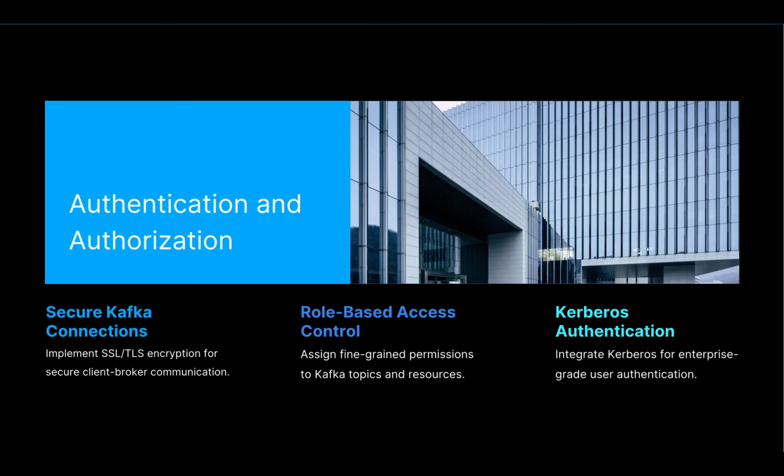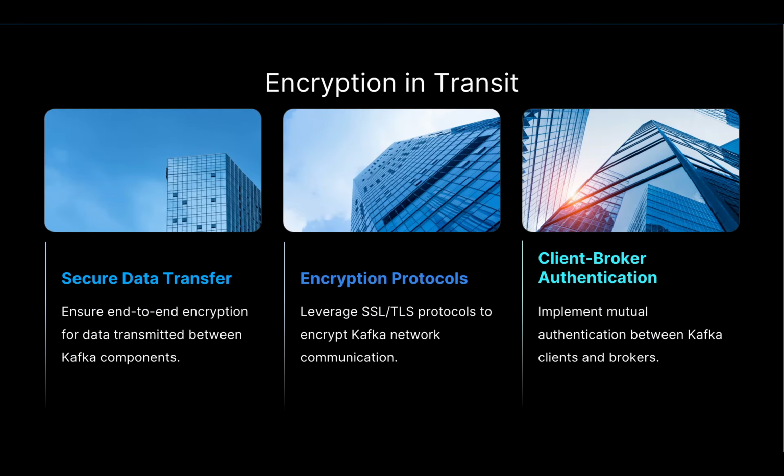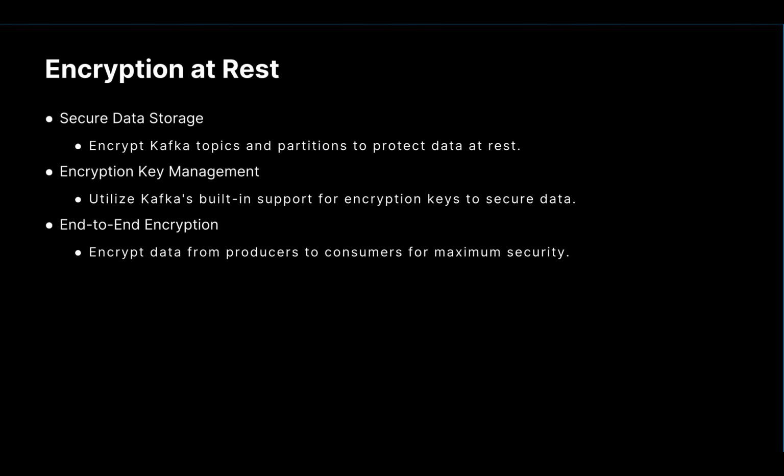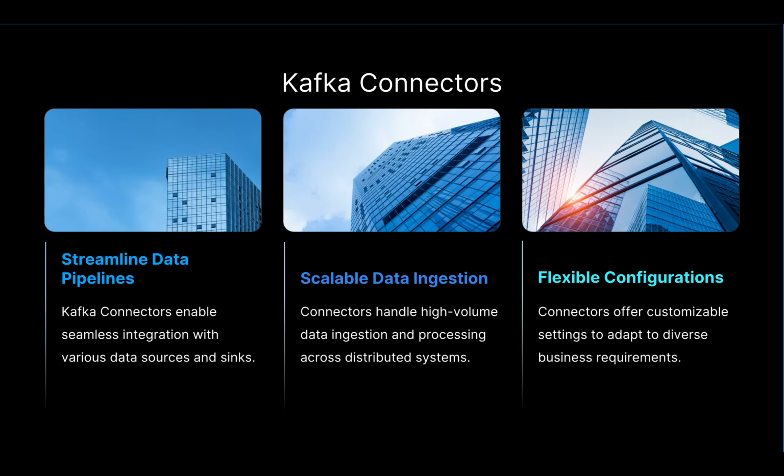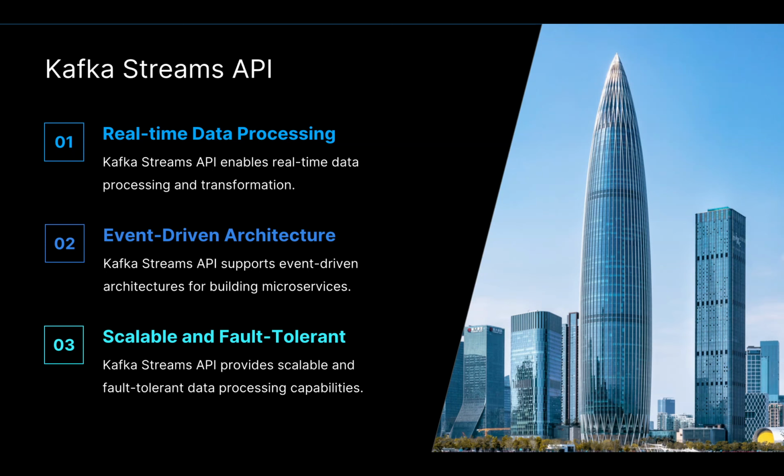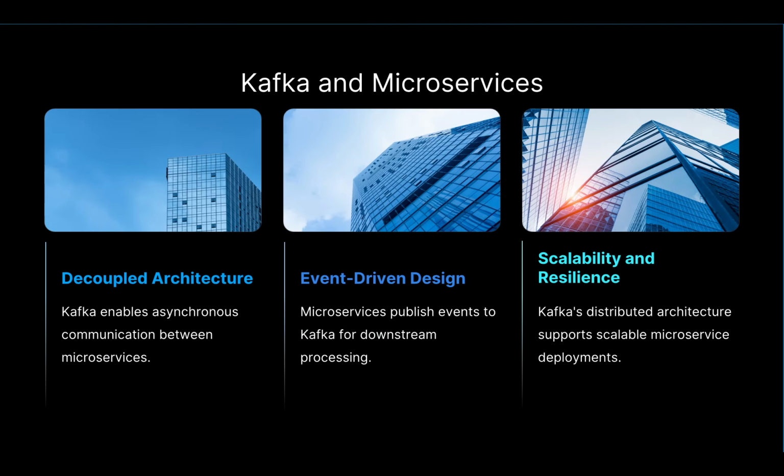Then we have the aspect of Kafka security. That is authentication and authorization, which you need to use to make sure that you are securing your communication, so that your Kafka topics and resources are not accessed by unauthorized services or persons. Still under security, you have encryption in transit, and then you also have encryption at rest. Then there is the aspect of Kafka ecosystem and integration. There we have Kafka connectors, Kafka Streams APIs, and Kafka and microservices.